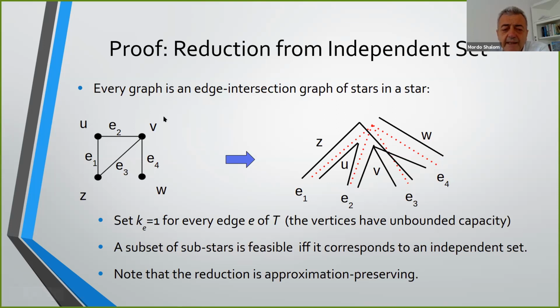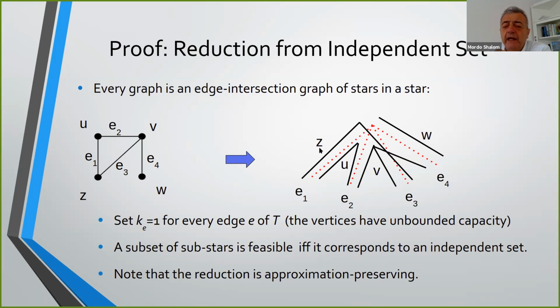So if you take any graph, you can transform it to a set of subtrees of a tree. You have here in this graph 4 edges. Therefore, you have a star of 4 edges, this red star. And then every vertex, let's take, for instance, V. V is incident to E2, E3, and E4. Therefore, the subtree V is this subtree, E2, E3, E4. So you can represent every graph as a set of subtrees of a tree, and specifically, this will be a star.